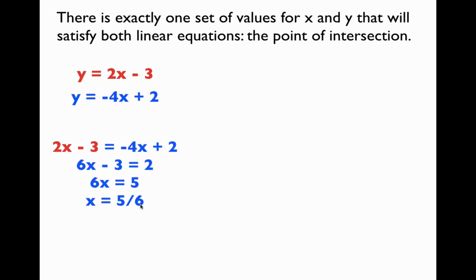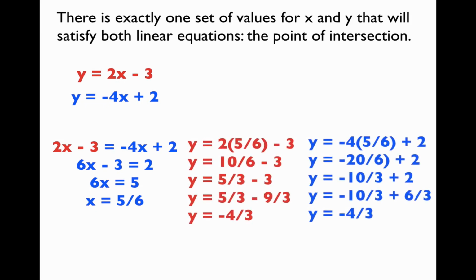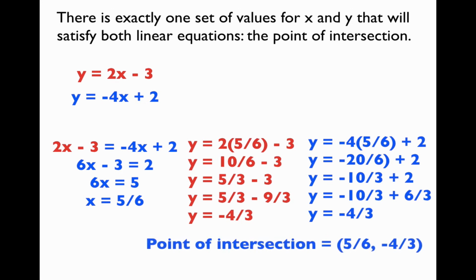Yeah, I would never have guessed that. So I'm glad that I used an algebraic method to determine the value of x. Now that I know what x is, I can plug that into both functions and determine a value for y. And sure enough, I've proven that when x equals 5/6, y equals negative 4/3 in both functions. And so the solution to this system, or the point of intersection, is (5/6, negative 4/3).